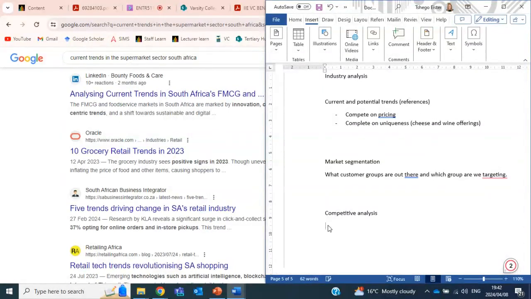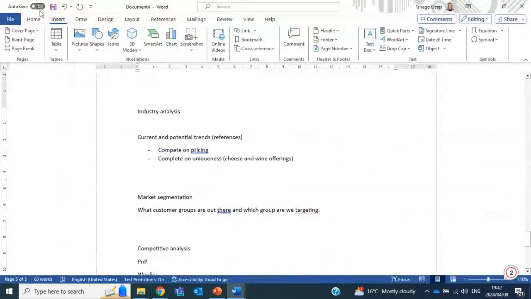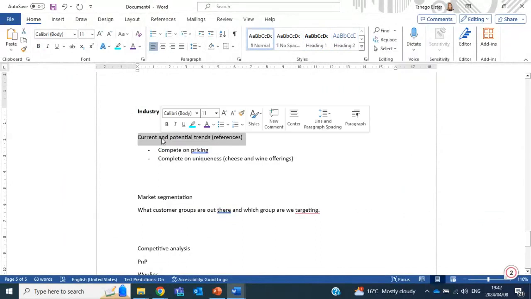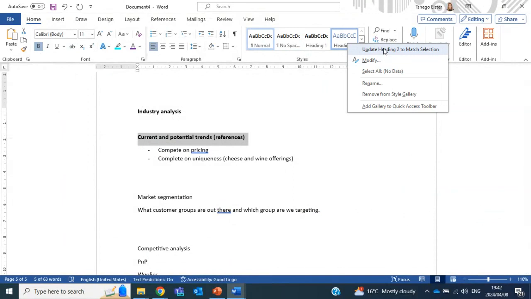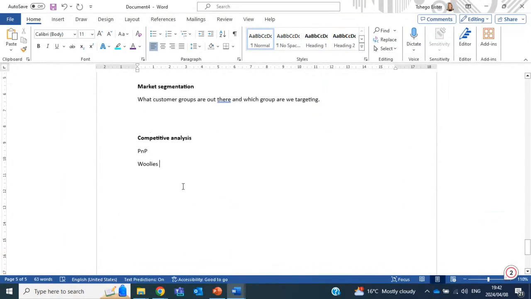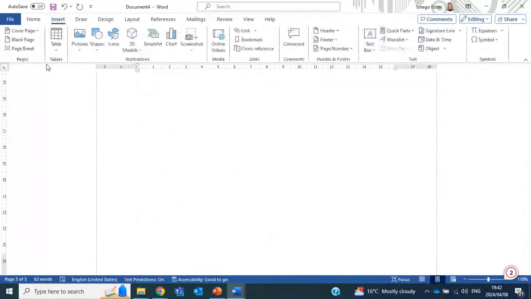Who would be your competitors? Definitely P&P and definitely Woolies. And I don't know if you can think of any others that would then be the competitors of Checkers. Again, we make this heading 1, and maybe we can make this heading 2. So we bold it, we update heading 2, make this also heading 2, as well as then heading 2. And that would be your customer analysis, or what? An industry analysis.